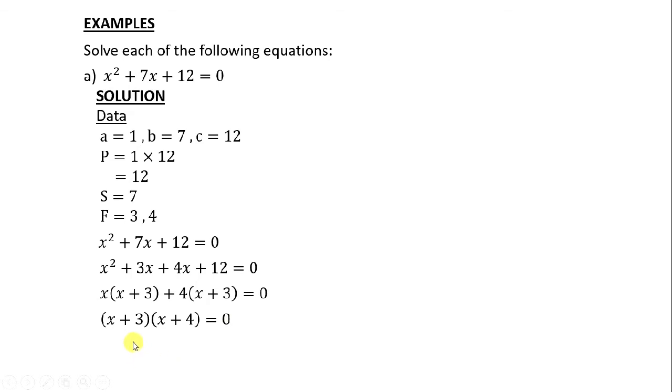From here, we are going to use the zero product rule, where we say x plus 3 equal to 0, and x plus 4 should be equal to 0. Let's do that. When we transpose this positive 3 to the right, it will become a negative 3. Transpose this positive 4 to the right, it will become a negative 4. Therefore, x equals negative 3, or x equals negative 4. So those are our values. When we replace them in that quadratic equation, they are going to give us 0.